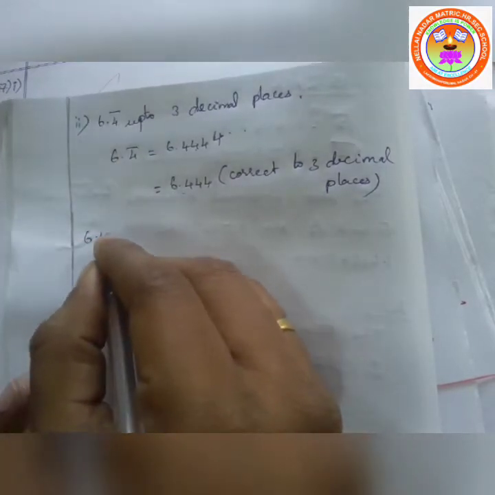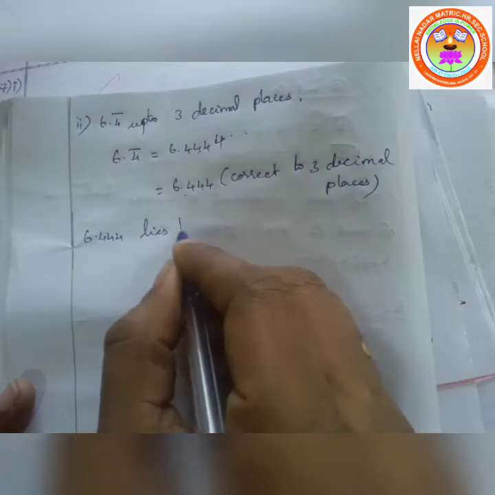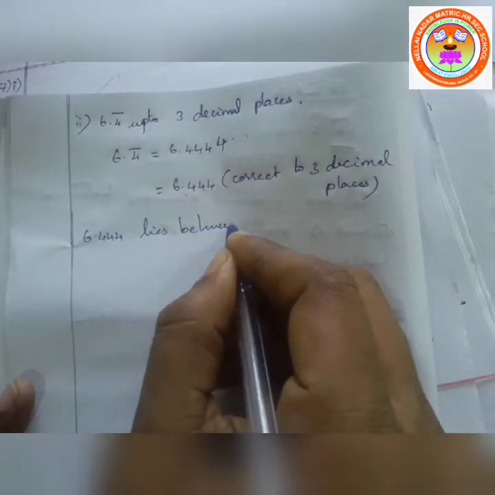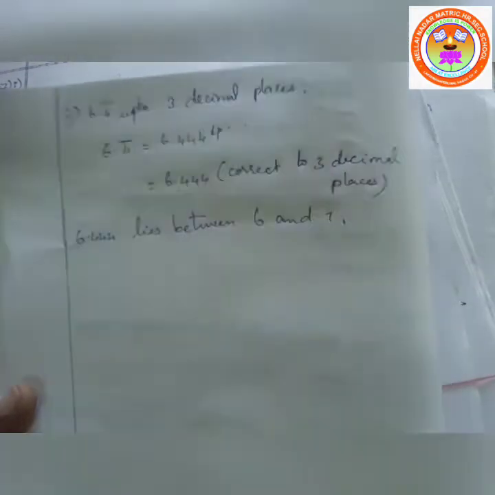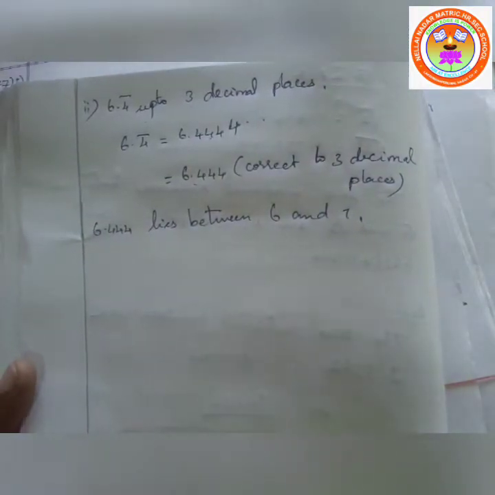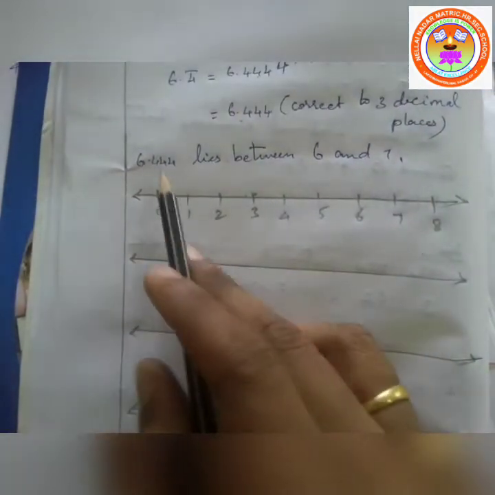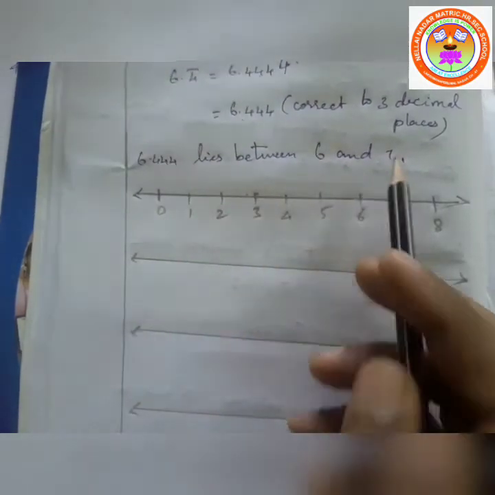This 6.444 lies between 6 and 7. First you have to write this. The 6.444 lies between 6 and 7.